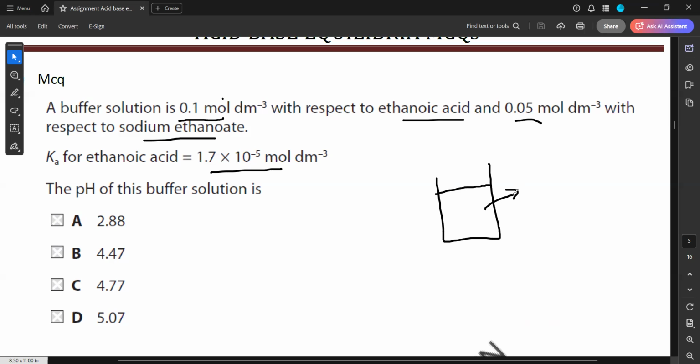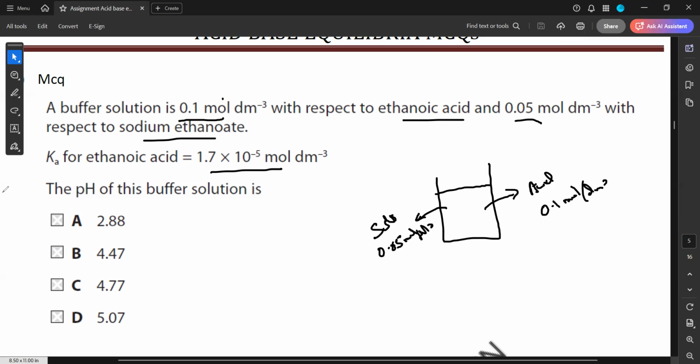What is a buffer solution? A buffer solution is a mixture of a weak acid and its salt, or a weak alkali and its salt. So this is an acidic buffer solution because ethanoic acid is there. The concentration of ethanoic acid is 0.1 mole per dm cube, and the salt, sodium ethanoate, has a concentration of 0.05 moles per dm cube. We need the pH of this buffer solution.